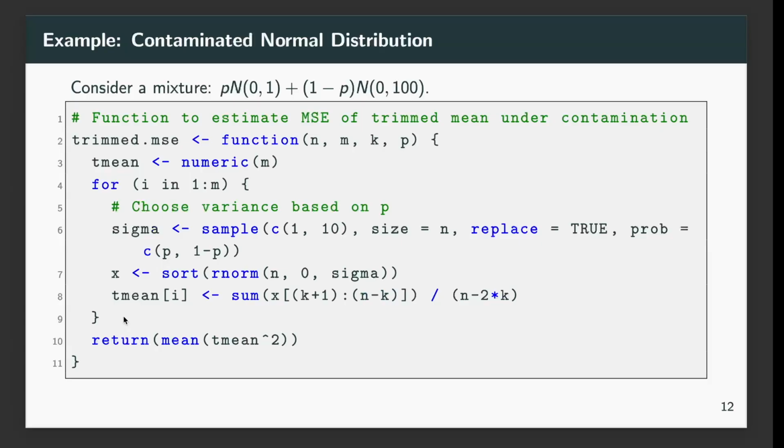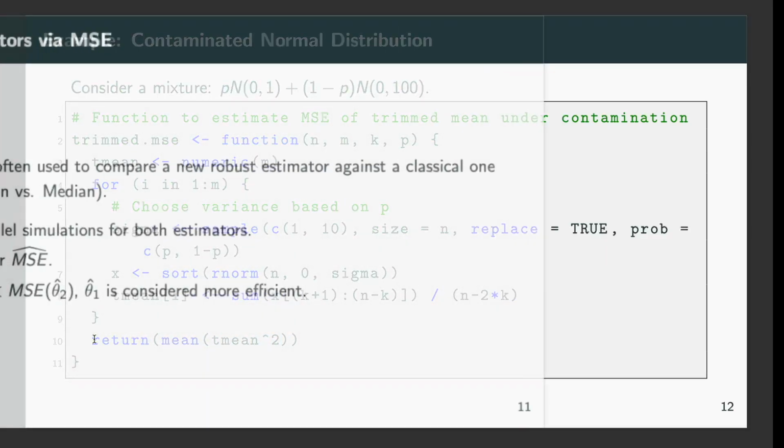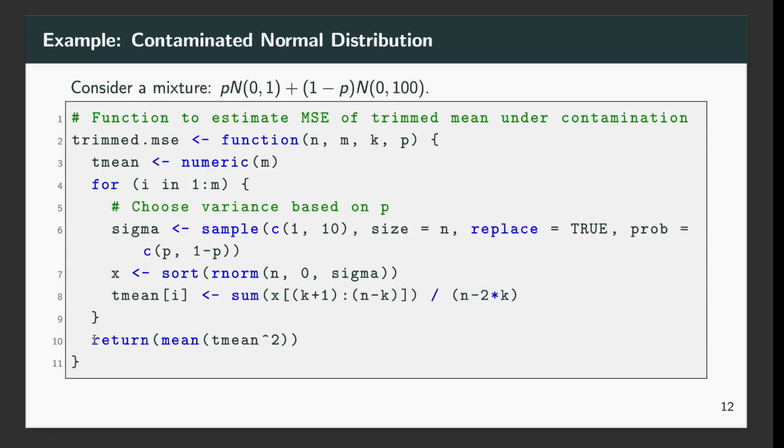Okay, and then finally within these functions, we return the MSE of the t mean squared. So we put the return of mean MSE squared. You can try to run this in R, and then we can discuss the results.